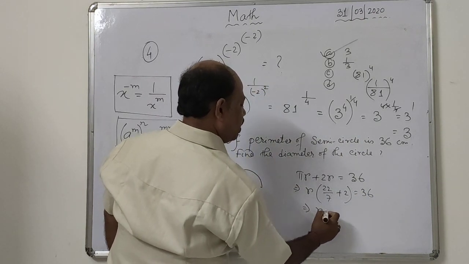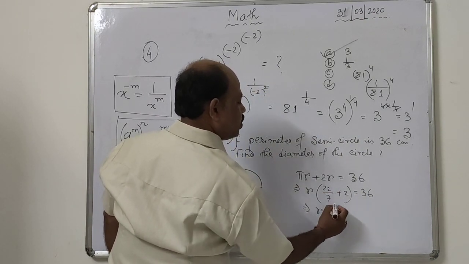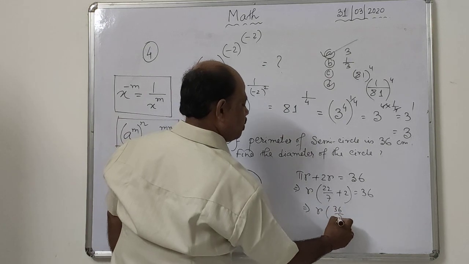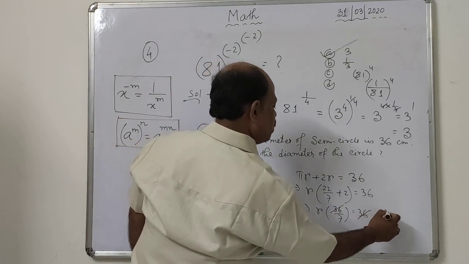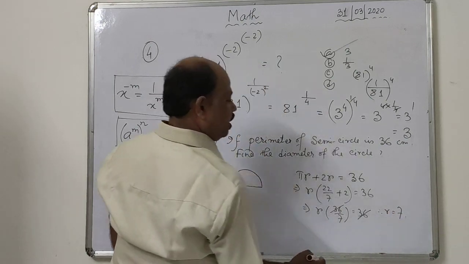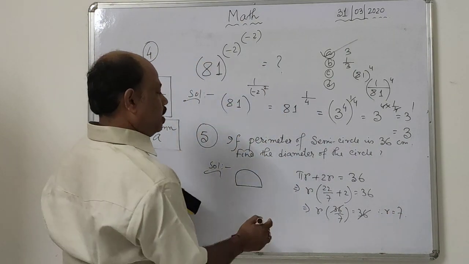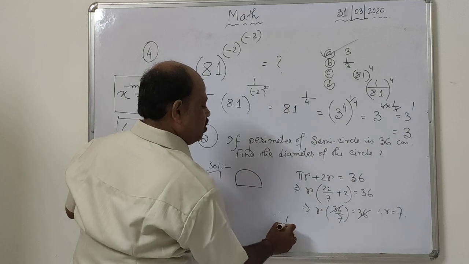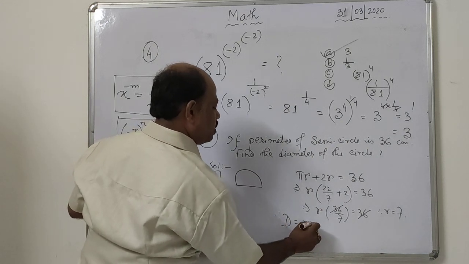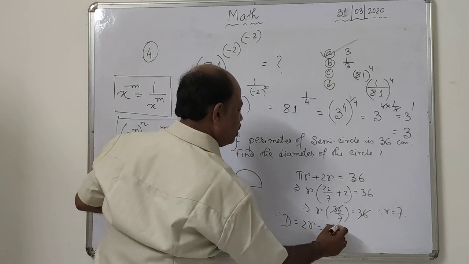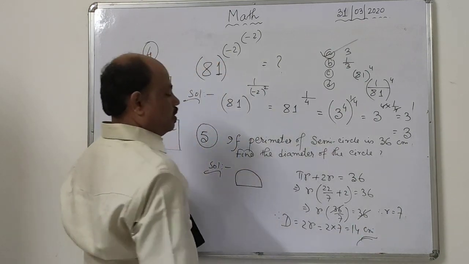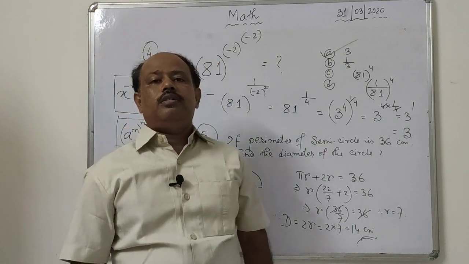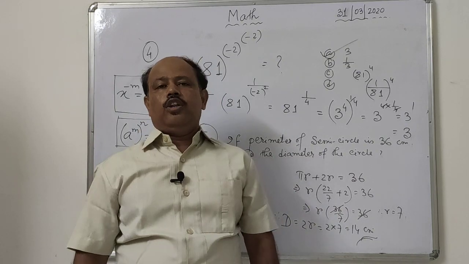Then r into 36/7 equals 36. After cancelling 36, r equals 7. Then you have to find what is the diameter of the circle, and diameter means twice the radius. 2r equals 2 into 7 equals 14 centimeters. This is the diameter of the circle.